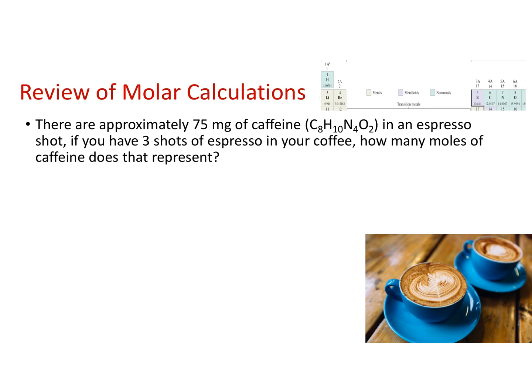Here's another good review question. There are approximately 75 milligrams of caffeine in an espresso shot. If you have a triple shot of espresso in your coffee, how many moles of caffeine does that represent? If we have 3 shots of 75 milligrams each added to our coffee, we've got 3 times 75 milligrams, or 225 milligrams of caffeine.